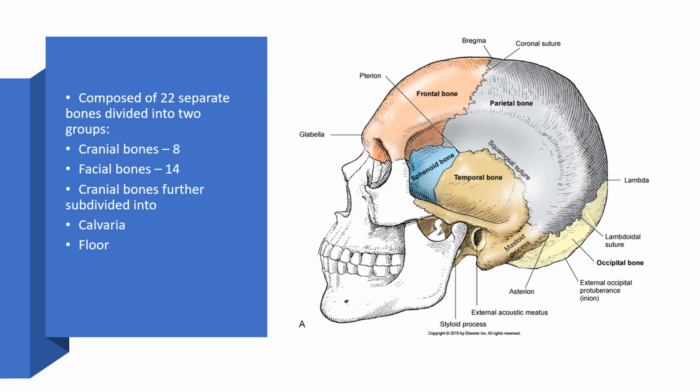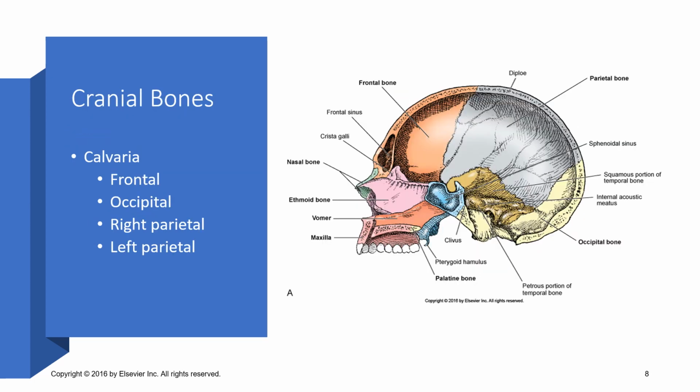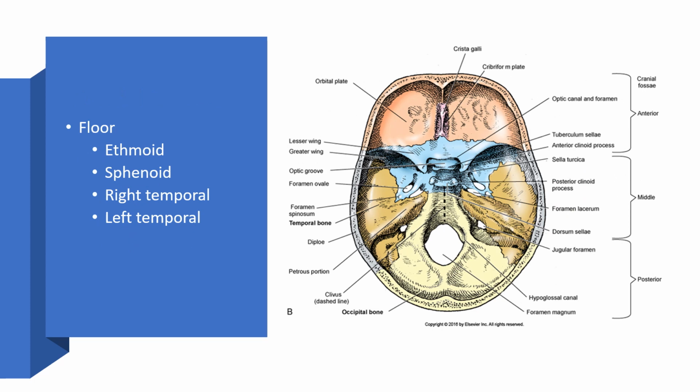And I'm not sure if the frontal bone is counted as part of the floor as well. We'll have to see here in a second. I think it is. So the calvaria: frontal, occipital, right and left parietal. So 4 bones there. And then the floor: ethmoid, sphenoid, right temporal, left temporal. Okay, so even though the frontal bone is clearly a third of the cranial floor, they're not counting it. So they only count this part here.